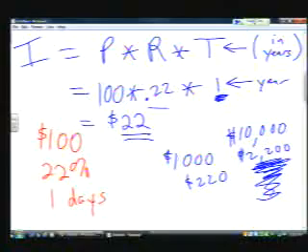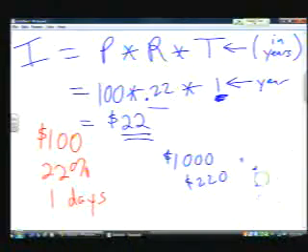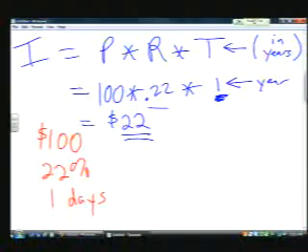So that's what I'm saying. Debt is like a sharp knife. It can be very powerful, but it can be very dangerous. So you just got to be careful about that. Well, anyway, that's what it would be for 1 year. $22 would be for 1 year.